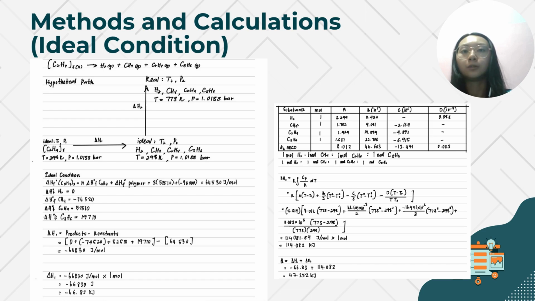Next, for delta H2, the formula of CpdT is used. The values of A, B, C, and D for each product, obtained from table C1, are listed in the table. Through the stoichiometry, we know that each product has 1 mole. Then substitute the sum of A, B, C, and D into equation 4.8 and multiply with the gas constant. The delta H2 is 114.082 kJ. Last, add delta H1 with delta H2 and the heat calculated is 47.252 kJ in ideal condition.